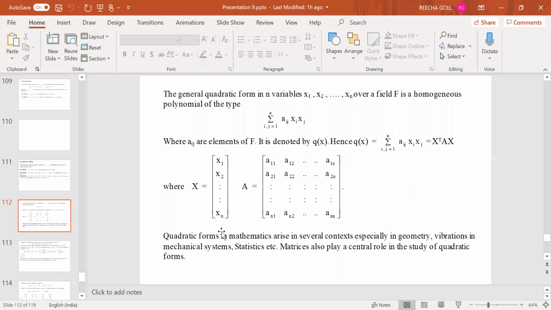Okay, it always represents a conic section. So under different conditions, it may be either a parabola, it could be an ellipse, it could be a hyperbola. Okay, so they play a central role in the study of geometry.